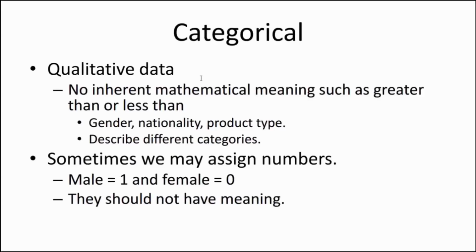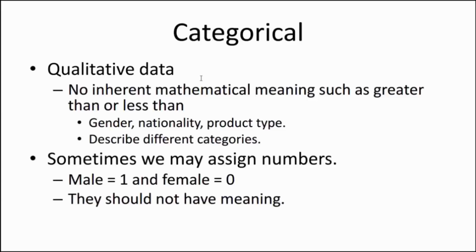The second type of data that you may encounter is the categorical data. Here, it is not of quantitative nature, rather it is of qualitative nature. That is, it represents some qualitative type of data. The important thing is that it does not have any inherent mathematical meaning, such as we cannot say that it is greater or less than some phenomenon.